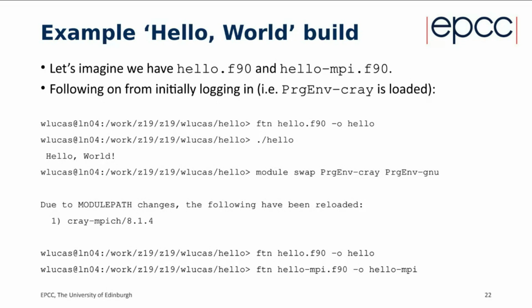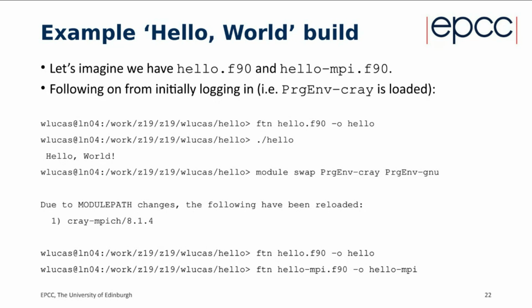If I wanted to use gfortran from the GCC compilers instead, then I would do module swap, and swap out progenv-cray and replace it with progenv-gnu instead. You'll then get a little message that tells you that it's changed the Cray MPICH library. You don't need to worry about this. This is part of the magic happening in the background. It's swapping the Cray MPICH build from the Cray compiler version to the GCC version for us, and it's doing everything automatically.